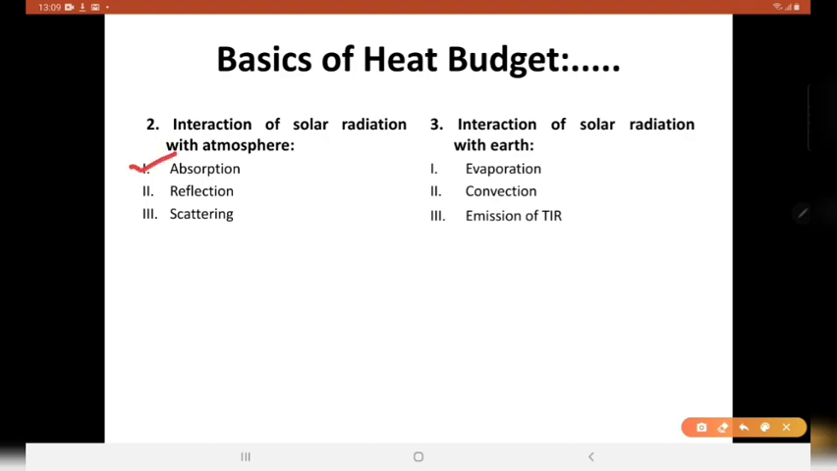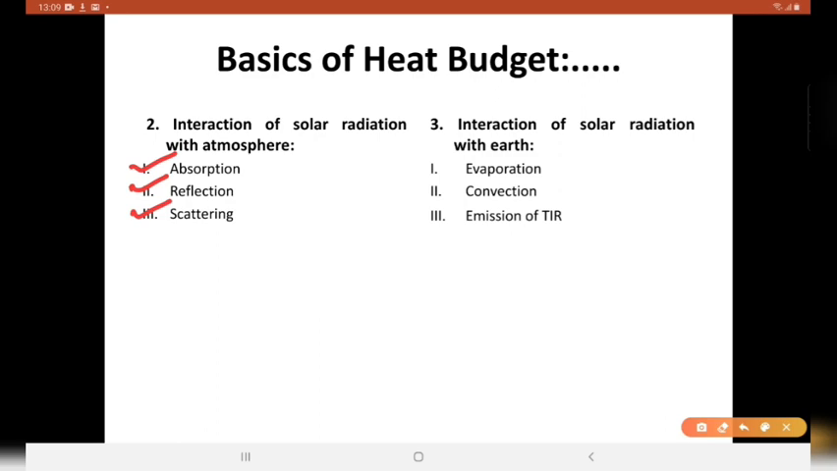Certain short wave solar radiations are absorbed by the atmosphere and are re-emitted later in the form of long wave radiation. Second is reflection. Sometimes the atmospheric component reflects the short wave solar radiation back to space without any interaction. And the third one is scattering. Sometimes the particles and the gases of the atmosphere scatter the solar radiation.